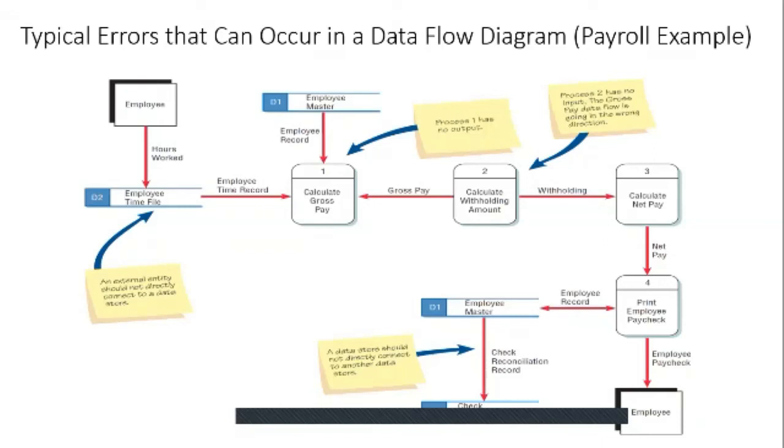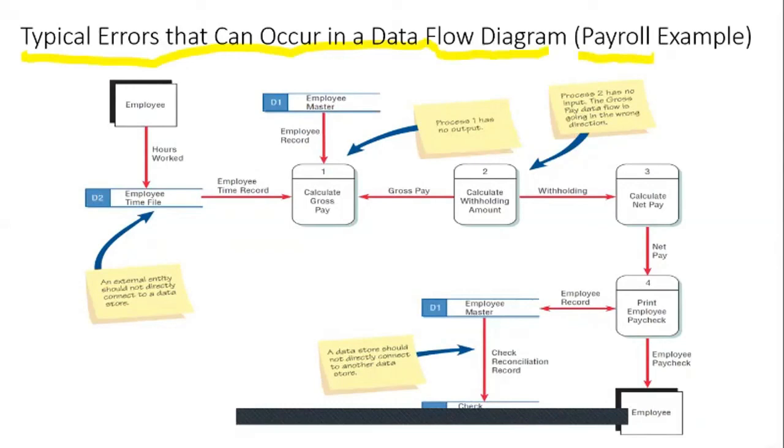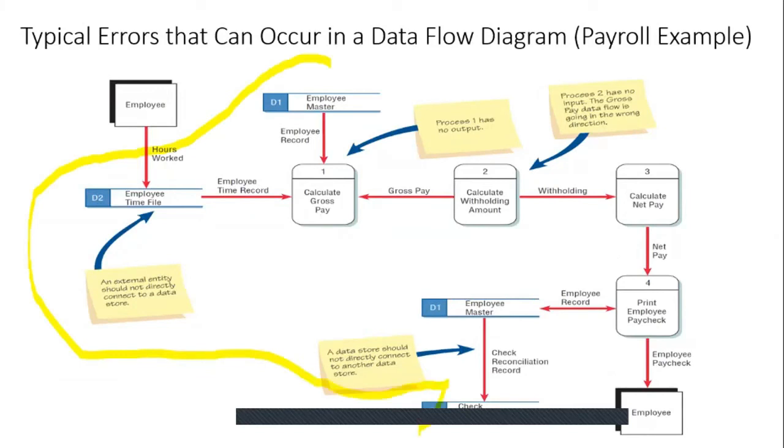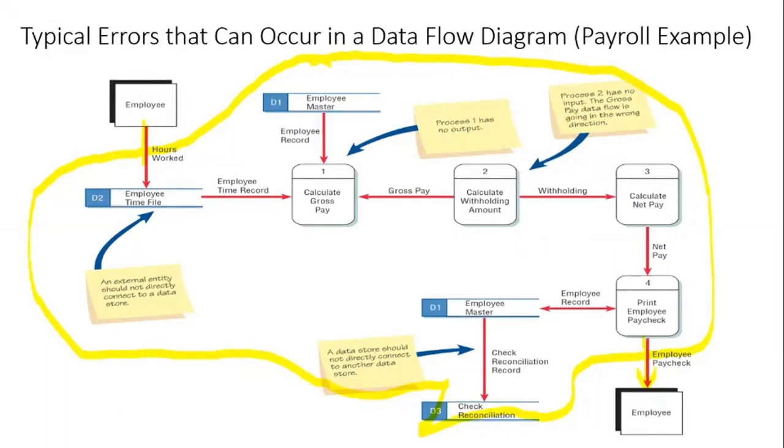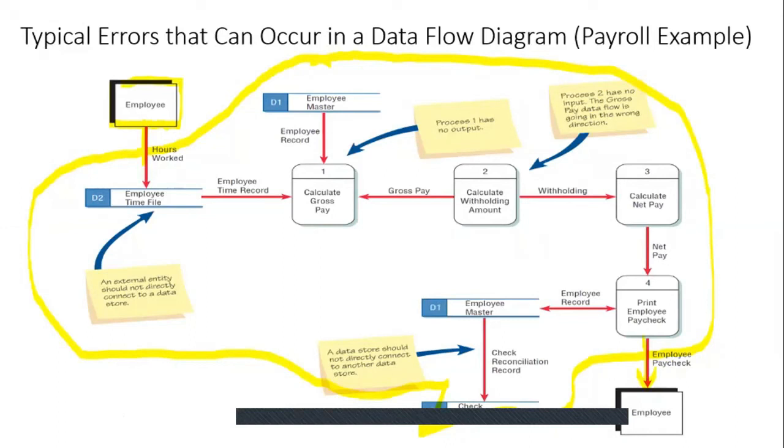Let's take an example of a payroll system and see what typical errors can occur in the data flow diagram. So a payroll system executes a process by using the information about the employee and generates the information about the payment to the employee. In the context diagram, there will be one entity that will give data to the process, and there will be another entity that will take data from the process.